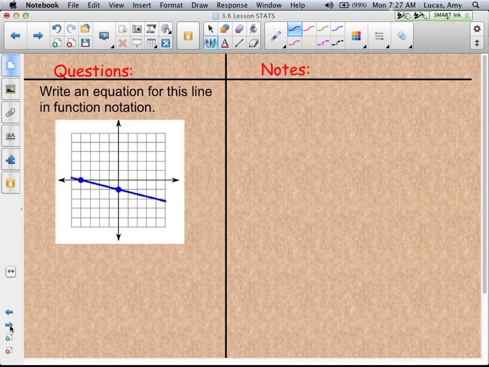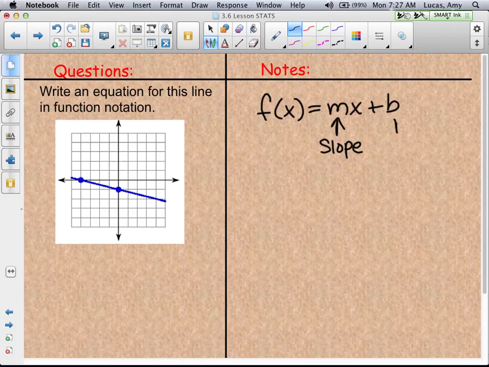Now we're going to write the equation. So we're not only going to find the slope, but we need the entire equation here. So the slope is going to be filled in the spot where it says M, and then the y-intercept is filled in the spot where it says B. So first thing I'm going to do is find the slope.